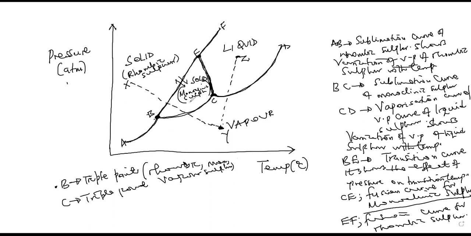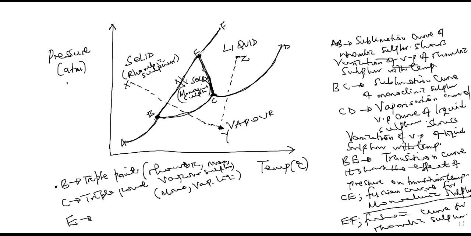Point C is a triple point for monoclinic, liquid sulfur, and vapor. So here, point C is a triple point of monoclinic sulfur, vapor sulfur, and liquid sulfur. Then we've also gotten point E. Point E is also a triple point here.